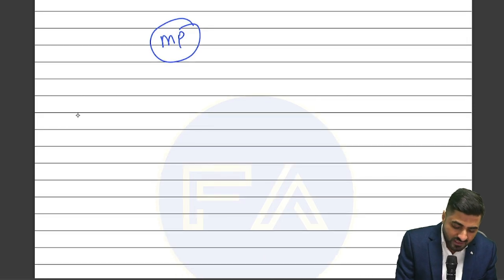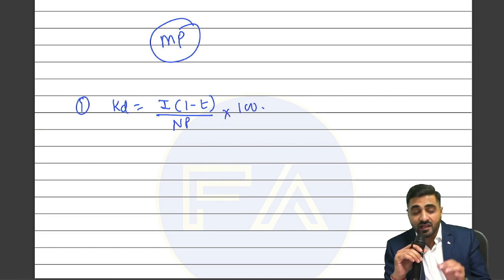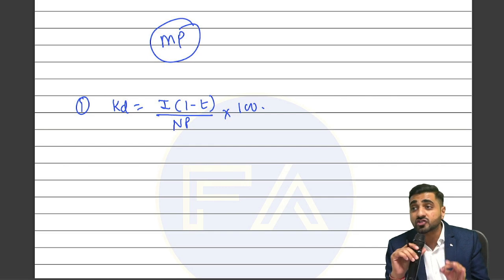So once again, what's the formula for KD, everyone? Can I say KD is interest into 1 minus tax upon net proceeds into 100? Will that give you your cost of debt? Come on, yes or no? Then the answer is yes.